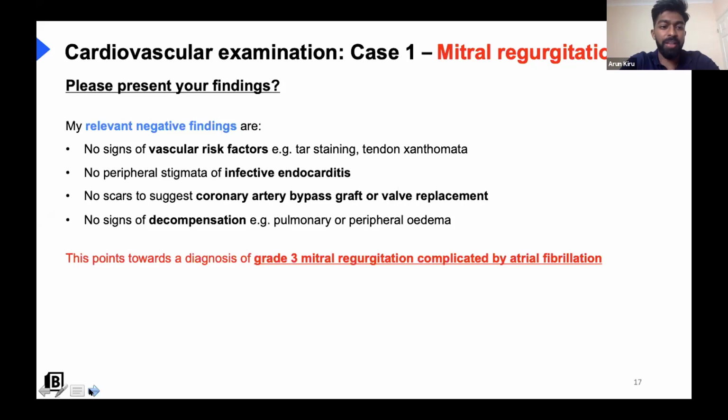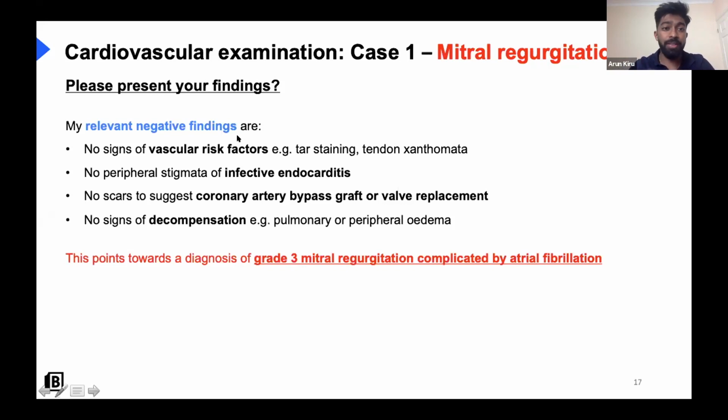And then just to summarize, this points towards a diagnosis of grade 3 mitral regurg complicated by atrial fibrillation. So you've really nicely put those 2 findings together. We'll talk about grading of murmurs in one of our slides, but basically you're going to see grade 3 or grade 4 in your exam.